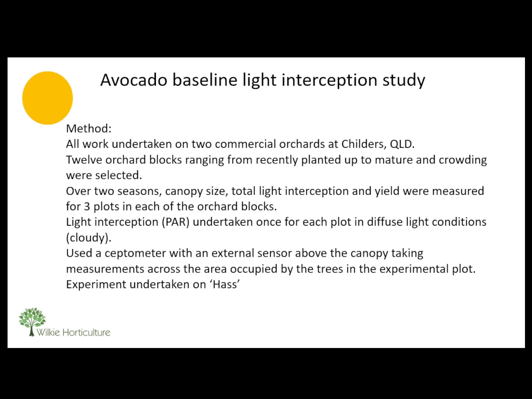So we chose orchard blocks from soon after planting up to mature orchard blocks. We were trying to get a range of tree sizes.